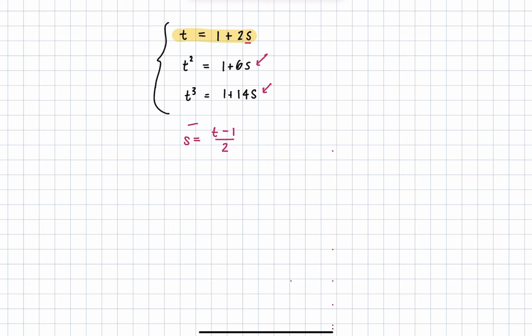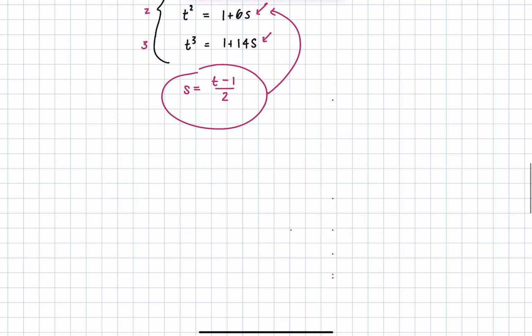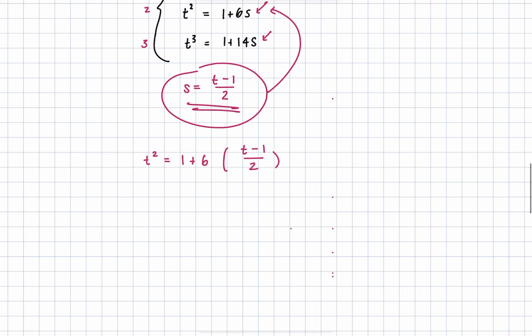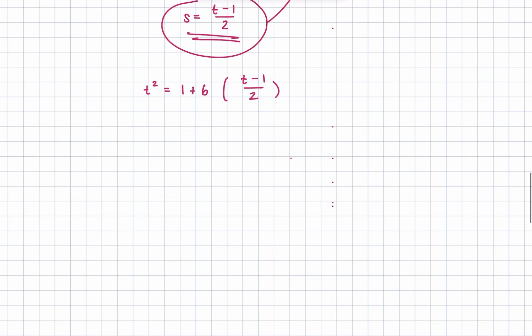Now from my first equation, I'm going to plug this into my second one so that I can solve for t. So t squared equals 1 plus 6 times (t minus 1) over 2. When we solve for t, you can plug this into your calculator. You should get t equals 1 and t equals 2.